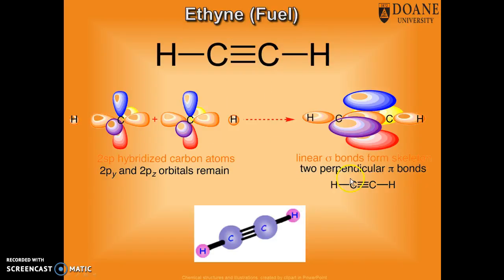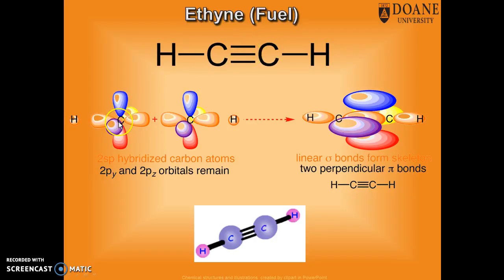Finally, ethyne. Ethyne has a triple bond. That means the carbon here has one sigma bond to this carbon and two pi bonds. Over here another sigma bond. Since carbon is connected to two sigma bonds, this carbon must be sp hybridized, one s and one p, leaving two p orbitals to make these pi bonds.